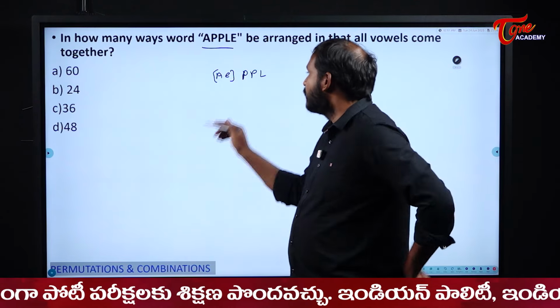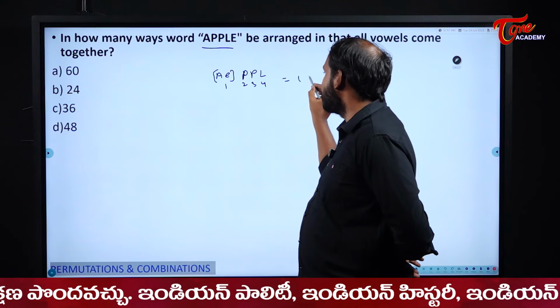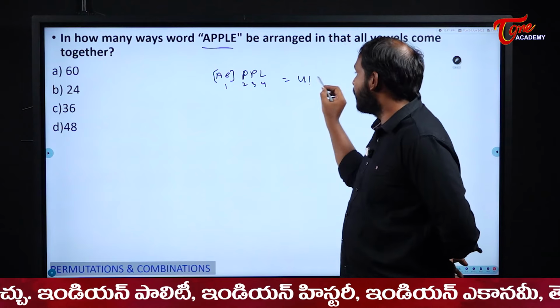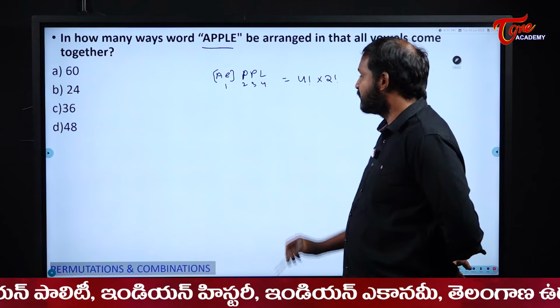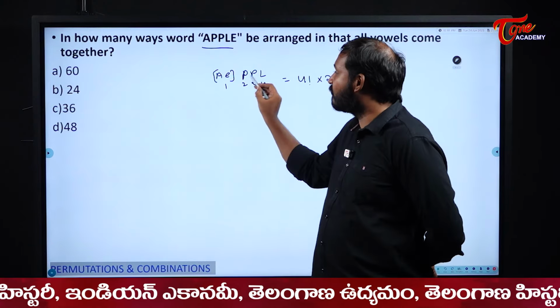So now first 1, 2, 3 and 4. So I can arrange them in 4 factorial ways. Into A and E in how many ways? 2 factorial ways. Is our answer finished here itself? No. Why? What is the reason? Here P was repeated 2 times.